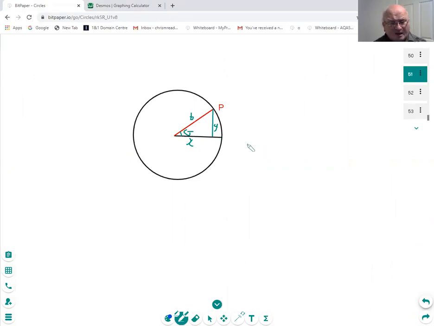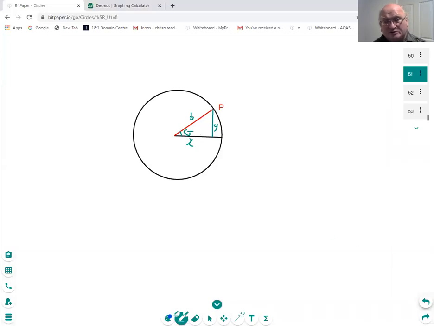So a point on the circle, we draw a little triangle. Again, I'm calling my angle in the middle G rather than theta, because theta's got special properties in Desmos. B is my radius. X and Y are the coordinates of the point P, where P is a point on the circle. And you can see now we've got a right angle triangle. So we can actually work out the coordinates of P in this triangle.